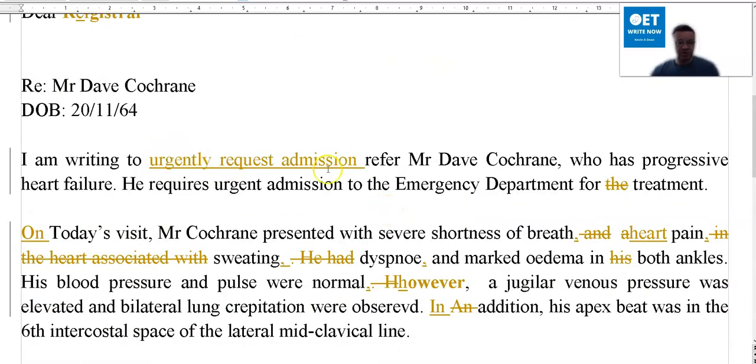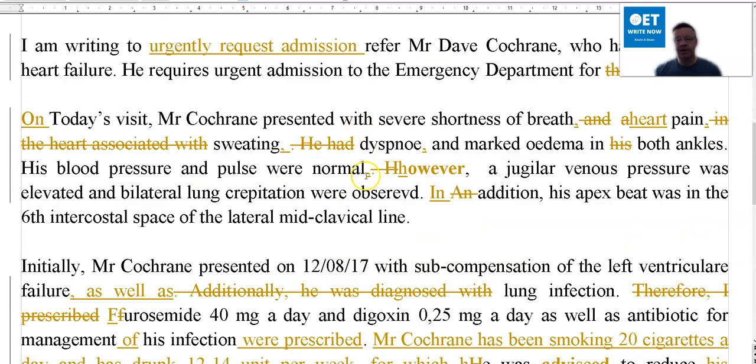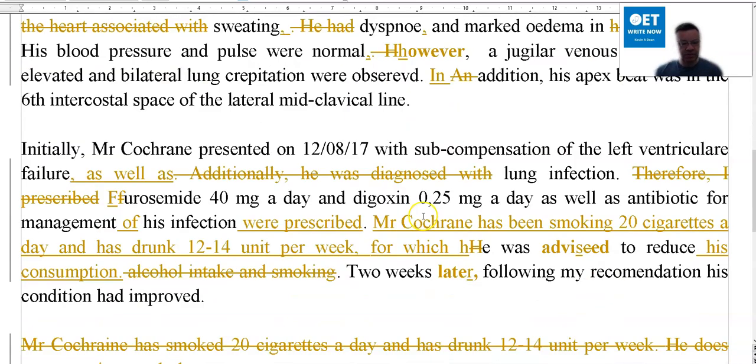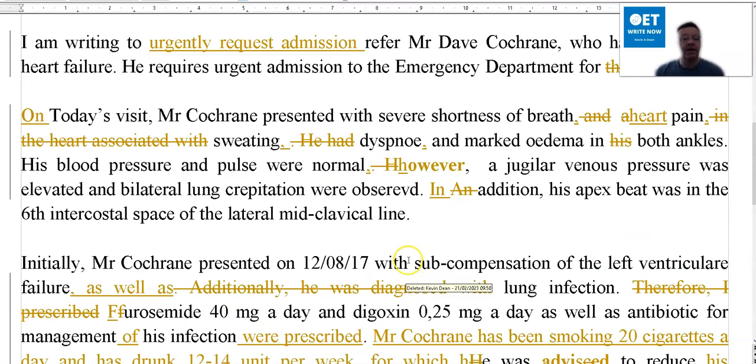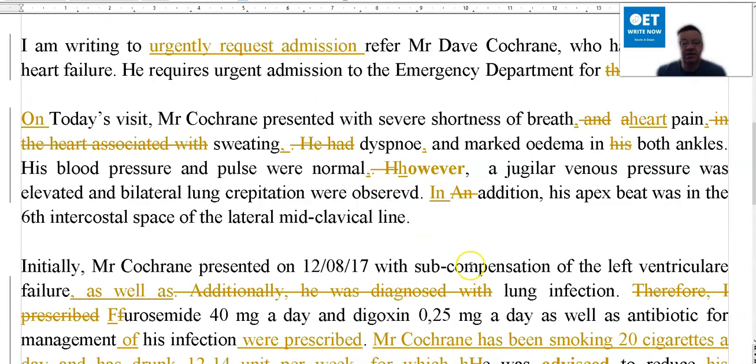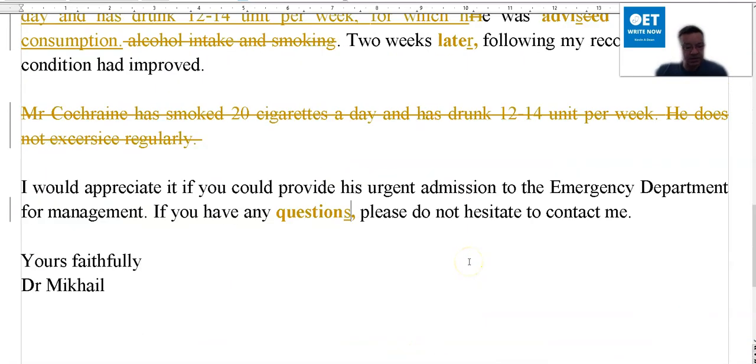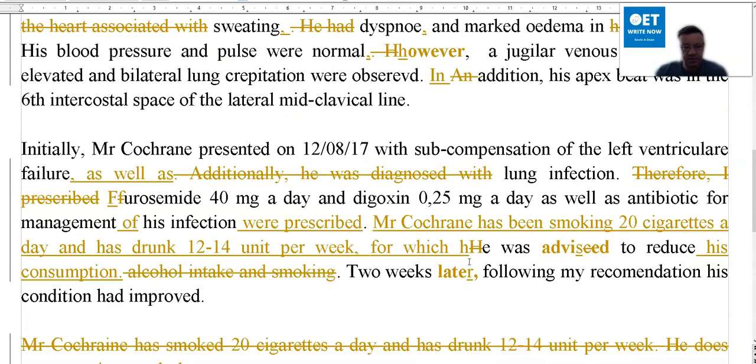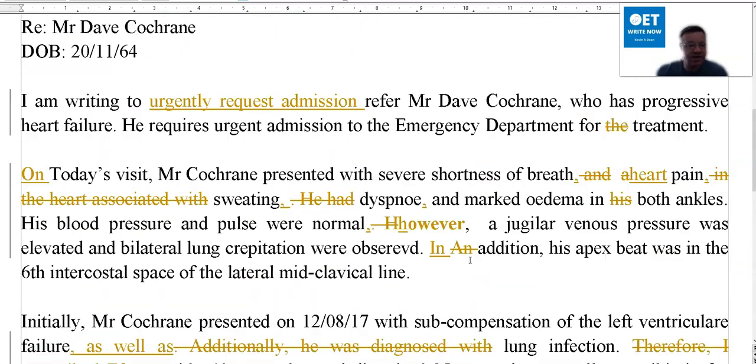Okay, so we've got the purpose, urgent admission, today's visit, shortness of breath, edema, raised venous pressure, and so on. Initially, a history paragraph to give some context, some background. Decompensation, lung infection, he's been smoking and drinking. I recognised it. However, today, when he presented, his condition improved. So is there anything else that we can do? Let me just have a quick look. So we've got that.